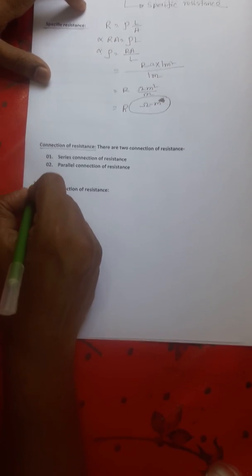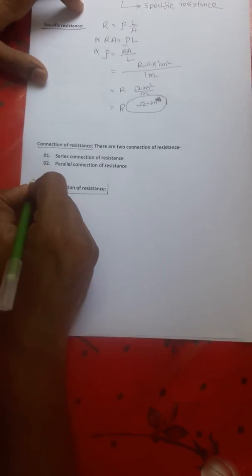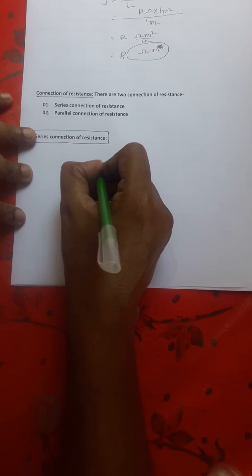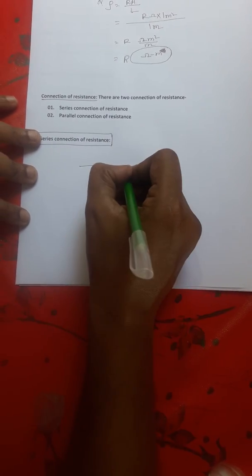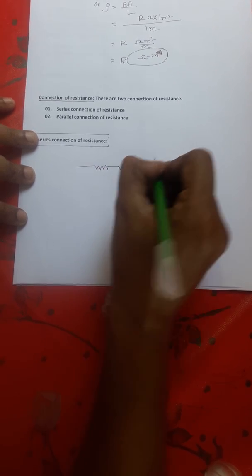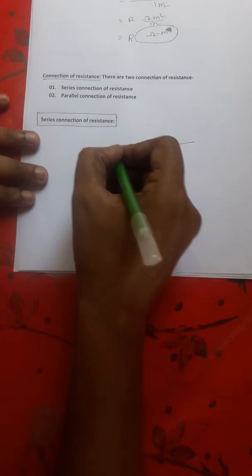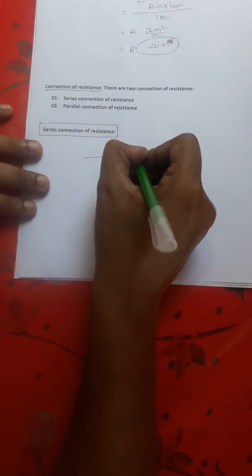I am to discuss series combination of resistance here. Say this is resistance 1, this second resistance, and this is third resistance. And to connect this resistance one after another, this is the first one, R1, this is the second one, R2, this is the third one, that is R3.